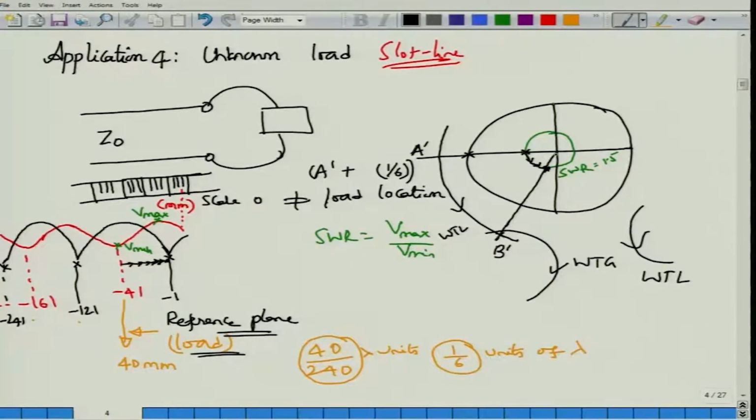From B prime you move towards the center by drawing a line, and the point where you intersect this SWR circle will be the normalized value of the impedance, and then you can unnormalize this value. So this is very widely used, or used to be used. The modern way of finding impedances, which is much more accurate than the simple slot line measurement that we have considered, is what is called the vector network analyzer.